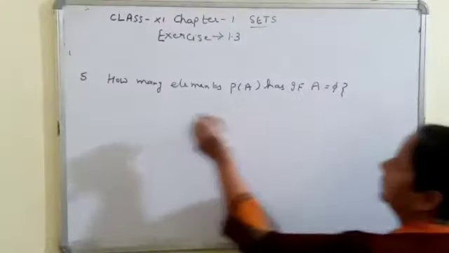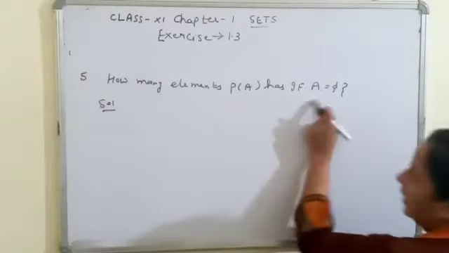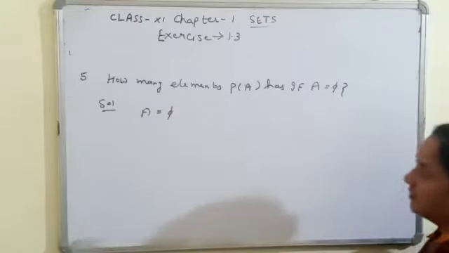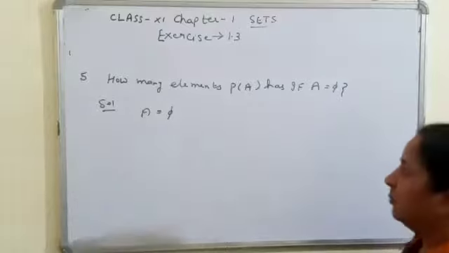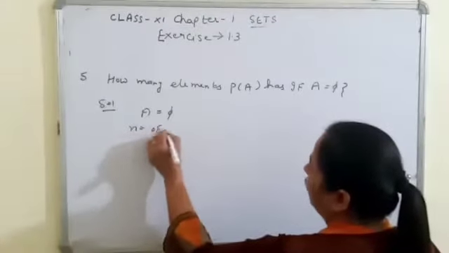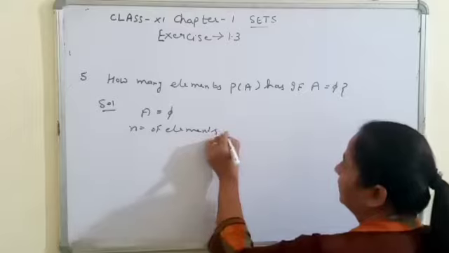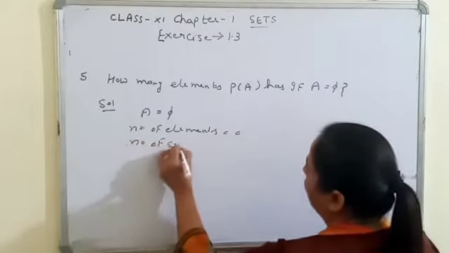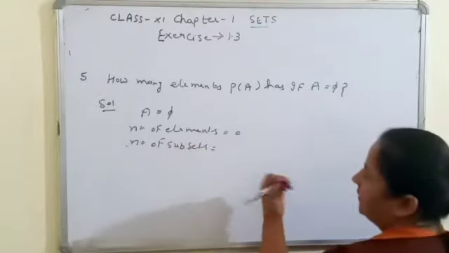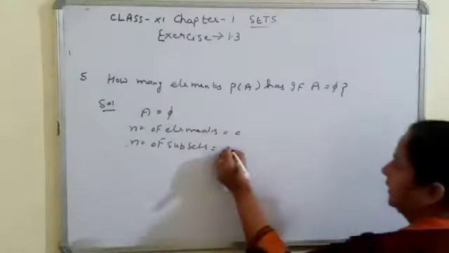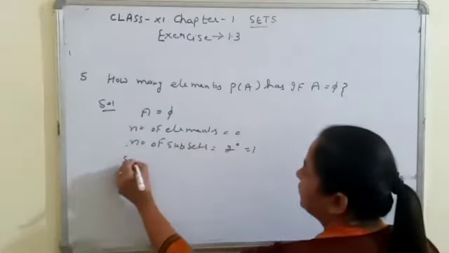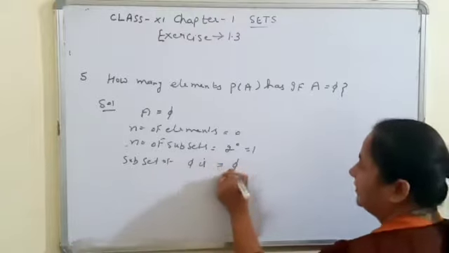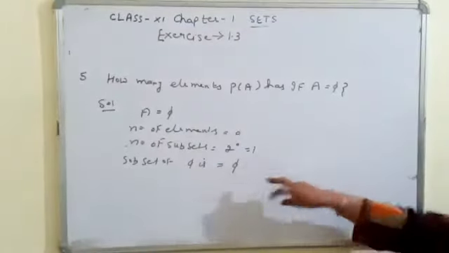Now question 5 of this exercise is: how many elements does the power set of A have if set A is phi? Let's see its solution. It's very simple. In the last part we have already discussed it. Set A has no elements, so the number of elements is 0. How many subsets can we make? We can make only one, the subset of phi is phi itself, because every set is a subset of itself.